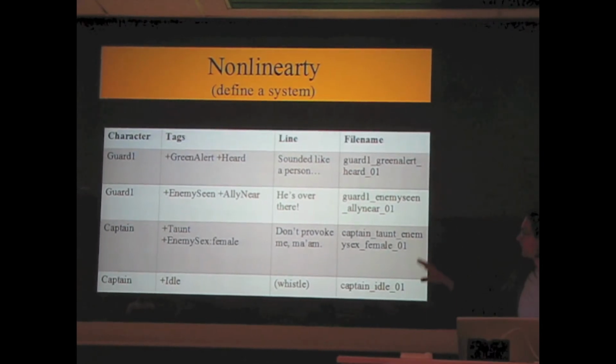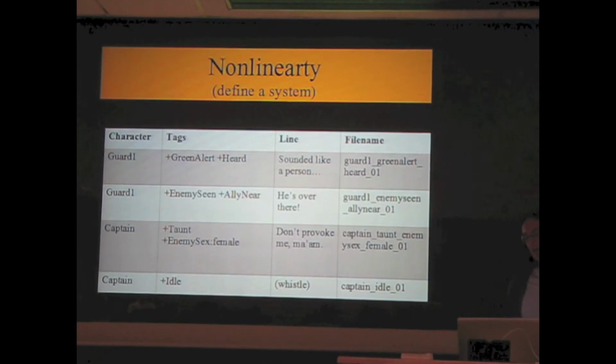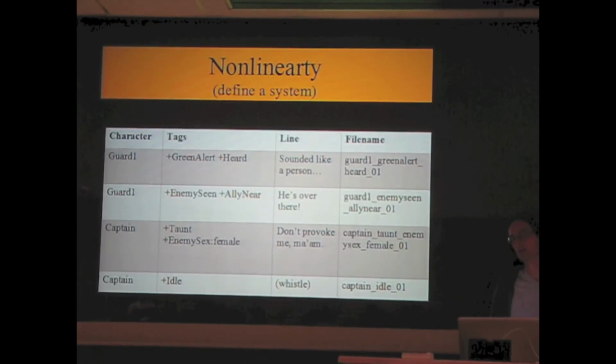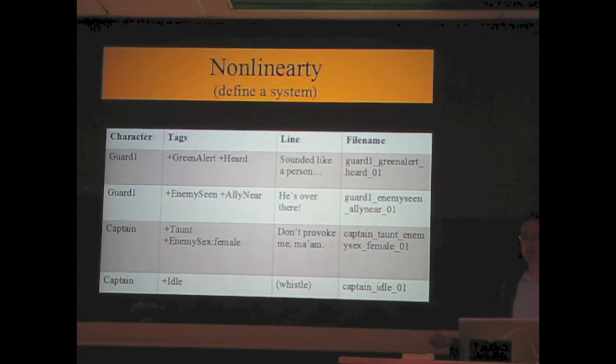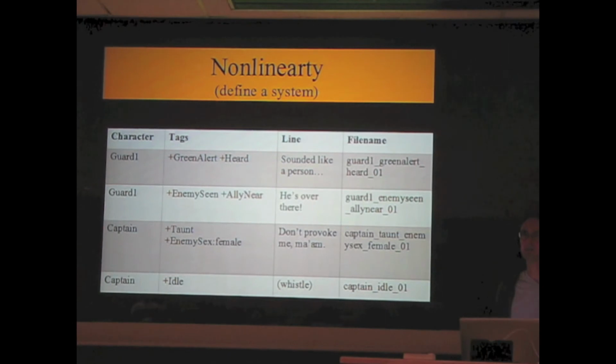Slight digression, but a somewhat fluid system for that, where you have an AI state, which knows about green alerts, yellow alerts, red alerts, so some kind of staging of typical AI interactions. But the writer has some freedom to add some semantic information. So the writer writes some very generic lines for green alert, like, what's going on? And then if the writer imagines the guard knowing that he has an ally nearby, and knowing that he's heard something, you can write a more specific piece of dialogue that matches that amount of game state.